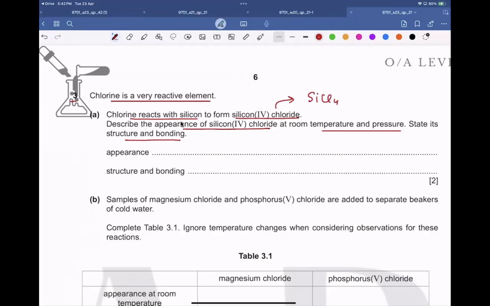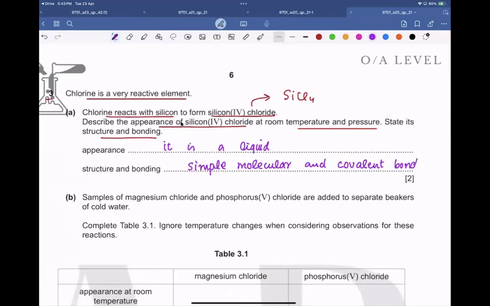It is a liquid and structure. So it's simple molecular and covalent bonding.